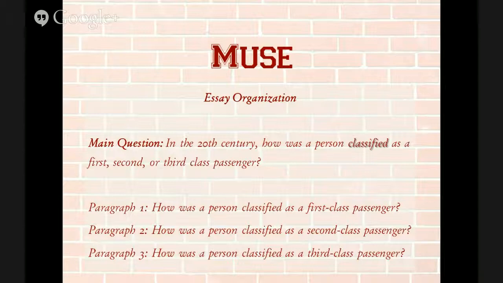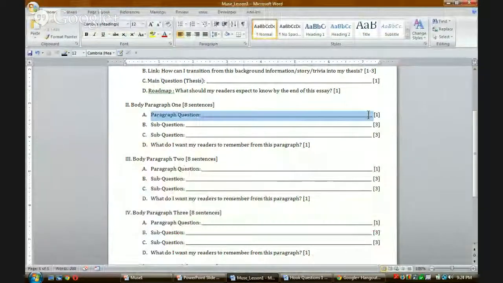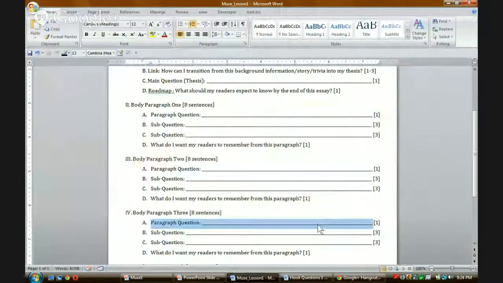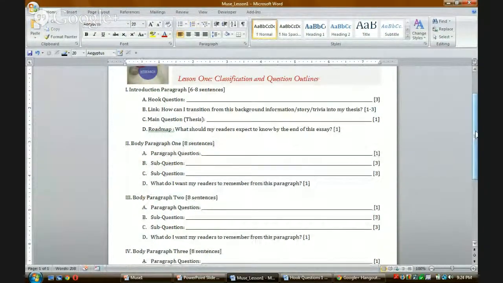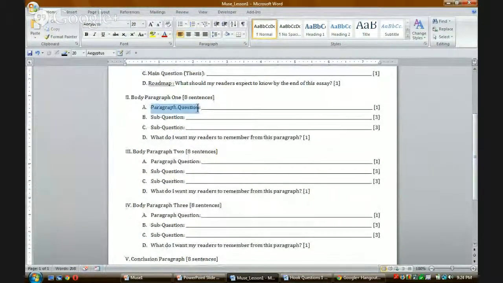Let's go ahead and copy these into our outline. You'll see a line that says paragraph question. So copy paragraph question 1 here, paragraph question 2 there, and paragraph 3 question here. So that wasn't super hard. Now you'll notice there's also something called sub-questions. 2 sub-questions in each paragraph. Now we have our main question, which is the main point of the whole essay. We have a paragraph question that identifies the main point of each paragraph. Now these sub-questions will help us develop that main point of the paragraph.